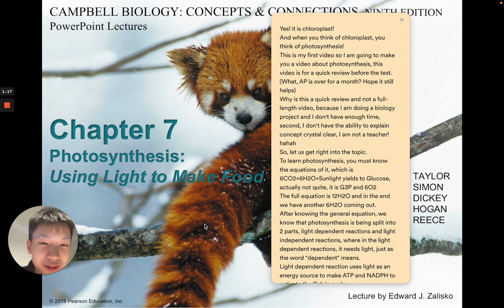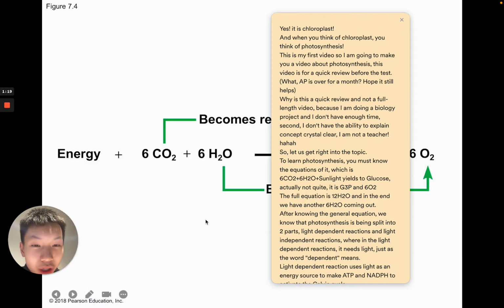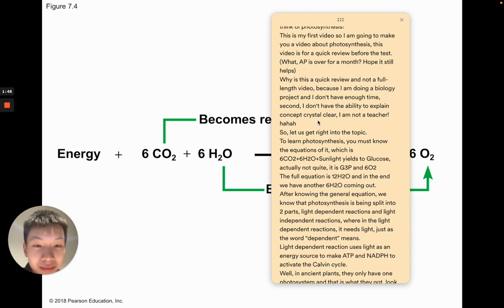To learn photosynthesis, you must know the equation of it, which is 6 carbon dioxide plus 6 water molecules plus sunlight yields glucose. Actually, not quite glucose. It is G3P and 6 oxygen molecules. And the full equation is 6 carbon dioxide plus 12 water molecules, and sunlight yields G3P, 6 oxygen molecules, and 6 water molecules coming out of it.